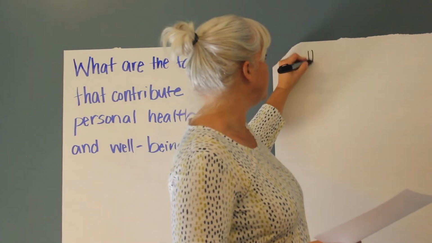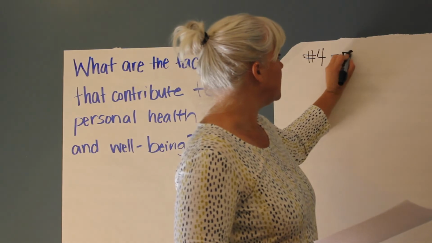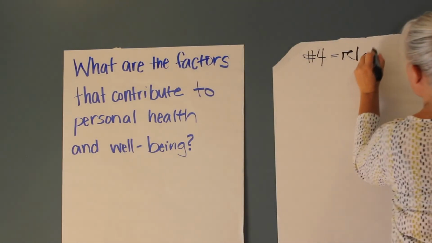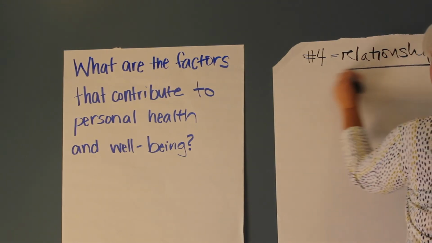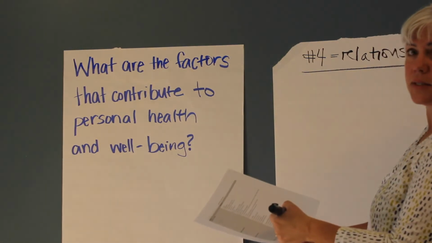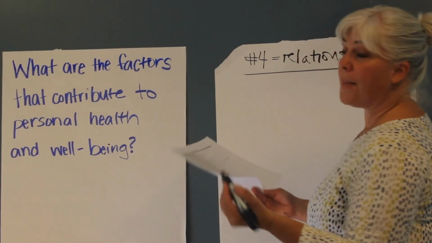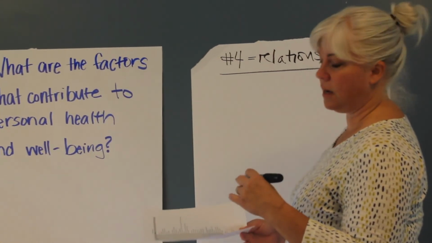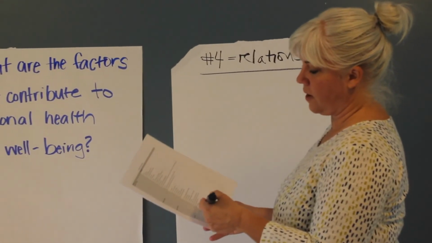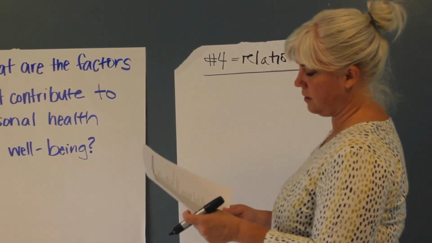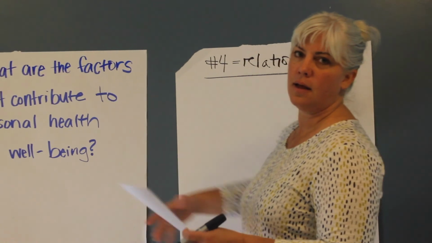So in this case, we would say cluster number 4 equals relationships, right? And then we have all of the items listed here, and we would say, do you want to draw us a picture? Do you want to tell us a story about how these items of friends, families, having someone to talk to, a significant other, really relate to personal health and well-being?